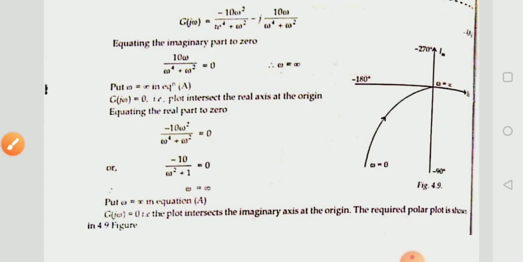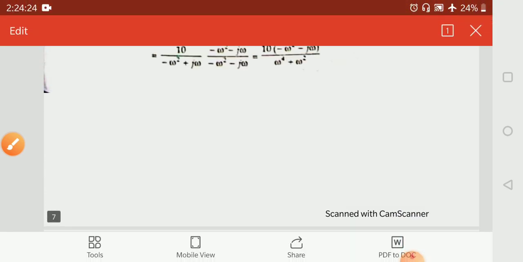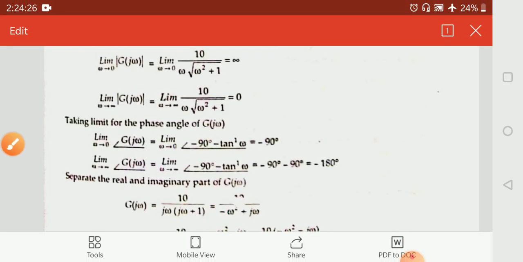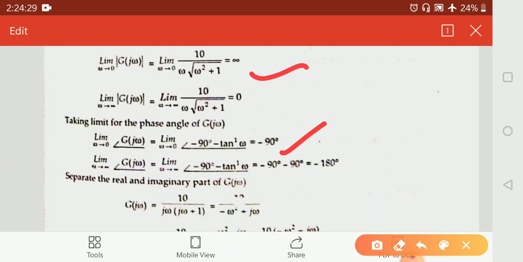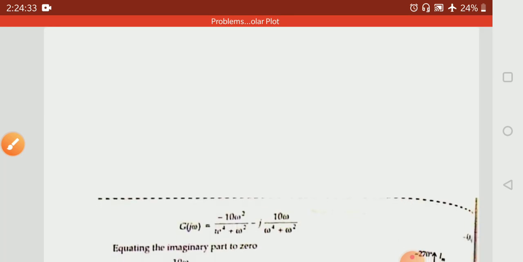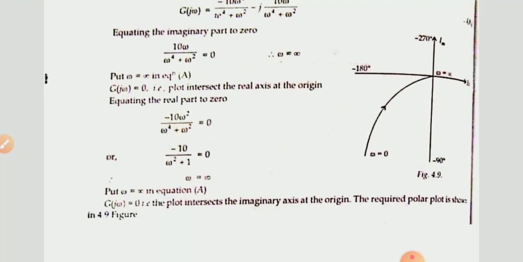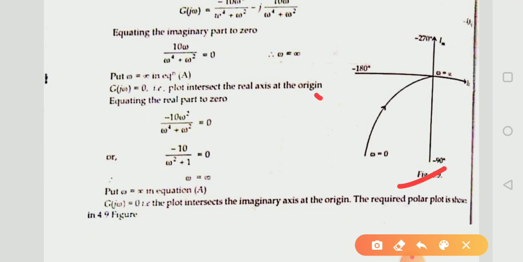Okay. So we know that at 90 degree the magnitude is infinity, and at 180 degree the magnitude is 0. For 90 degree we have two angles, 90 degree and 180 degree. For 90 degree the magnitude is infinity, so we don't touch this real line, and for 180 degree the magnitude is 0, so we make it at the imaginary axis.